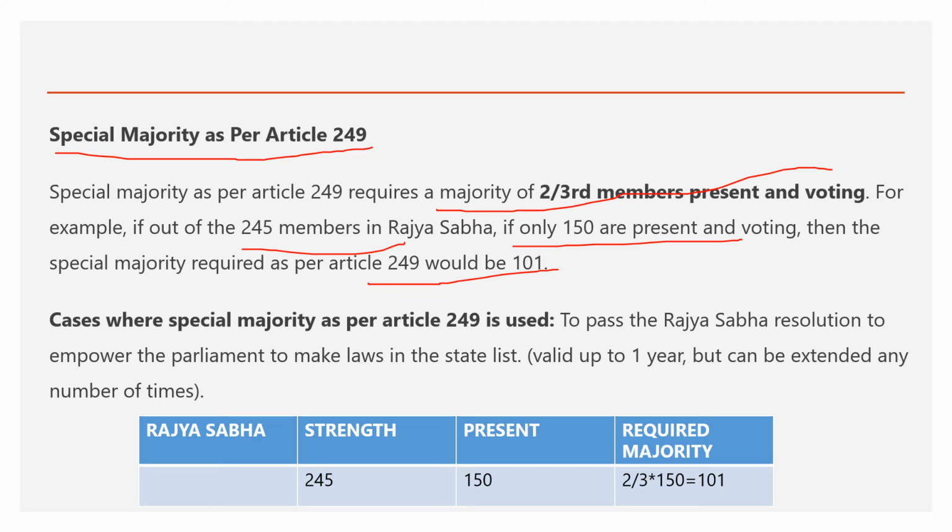So this is the article where Rajya Sabha passes a resolution so that the Parliament is empowered to make laws in the state list. So this criteria is used for that. This is a special case, and this is also called special majority as per Article 249.